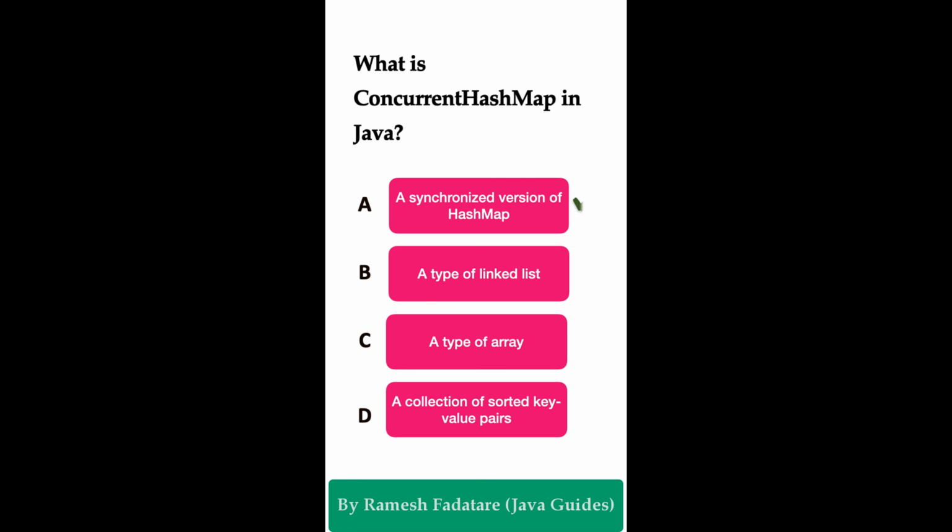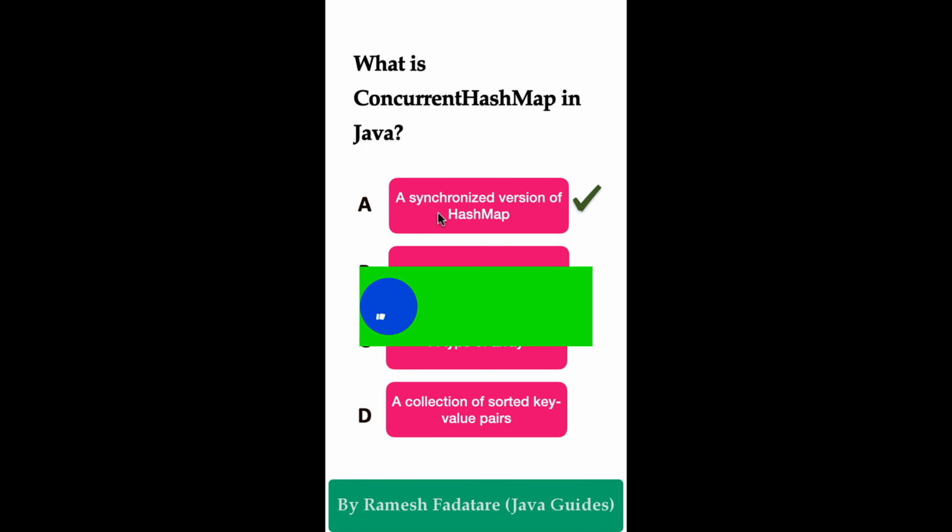The correct answer is option A, a synchronized version of HashMap. ConcurrentHashMap is a thread safe variant of HashMap in Java, and it is specifically designed for concurrent access by multiple threads. ConcurrentHashMap allows multiple threads to read and modify the map simultaneously without corrupting the data. Alright, option A is correct because ConcurrentHashMap is a synchronized version of HashMap optimized for use in a concurrent environment.